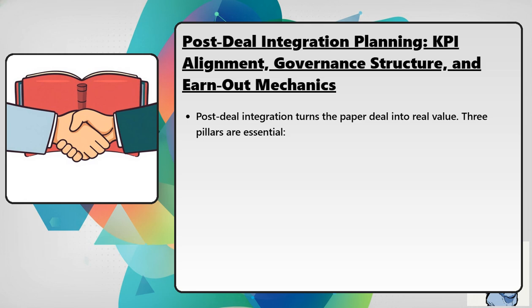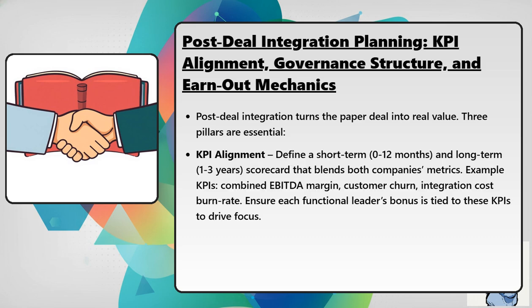Post-deal integration turns the paper deal into real value. Three pillars are essential. KPI alignment: define a short-term (0 to 12 months) and long-term (1 to 3 year) scorecard that blends both companies' metrics. Example KPIs: combined EBITDA margin, customer churn, integration cost burn rate. Ensure each functional leader's bonus is tied to these KPIs to drive focus.